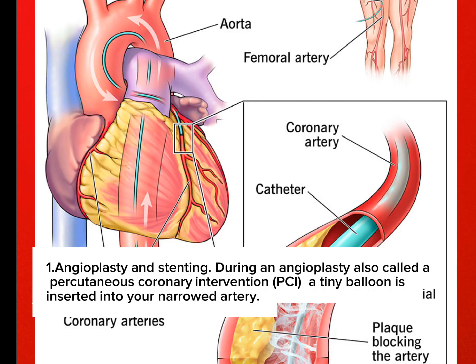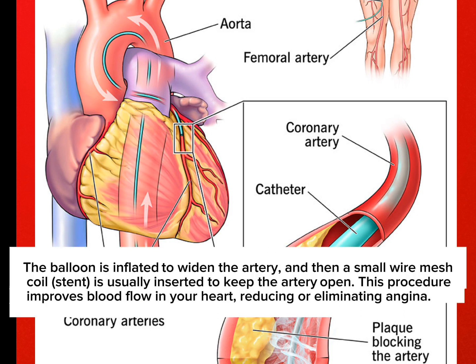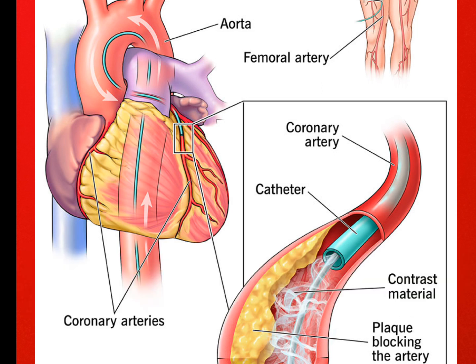Number 1. Angioplasty and stenting. During angioplasty, also called percutaneous coronary intervention (PCI), a thin balloon is inserted into your narrowed artery. The balloon is inflated to widen the artery, and then a small wire mesh coil stent is usually inserted to keep the artery open. This procedure improves blood flow in your heart, reducing or eliminating angina.